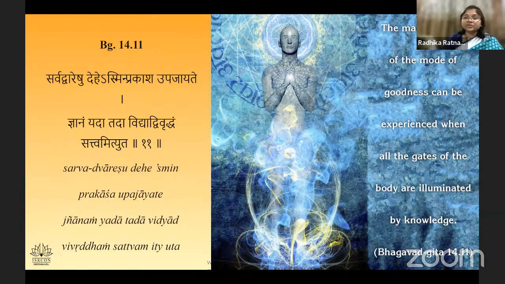So when all the Navadvara of the body are illuminated with knowledge, then automatically we are said to be more in the mode of goodness. The Navadvaras are the two eyes, two ears, two nostrils, one mouth, the genitals, and the rectum. All these constitute the nine openings of the body.